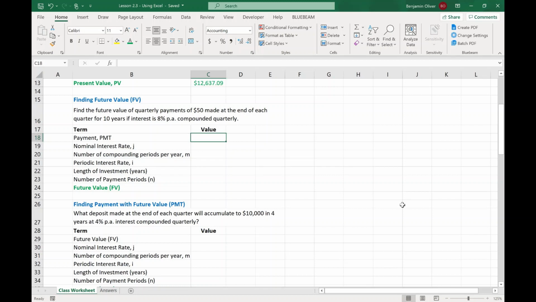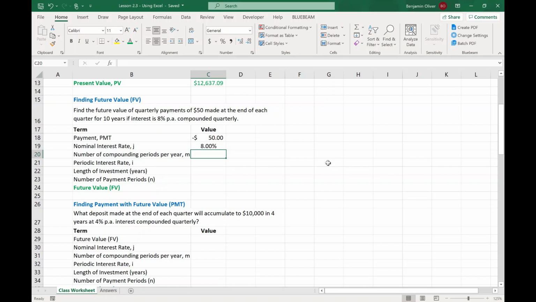Let's just start inputting our values from the question. Our payment is $50. Remember, it's an outflow of cash, so we need to put this as a negative number, negative 50. You'll see that I have this selected as accounting, so it automatically comes up as a negative $50. Our nominal interest rate, J, is 8%. Now we can select percent style here, or click the drop-down menu and click percentage, and I can just write 8 for 8%.